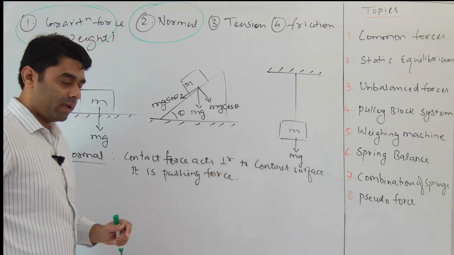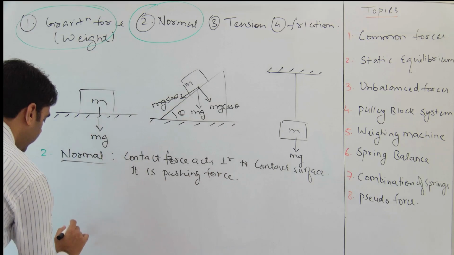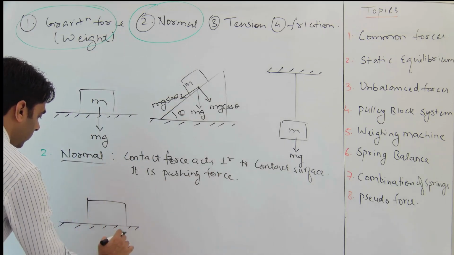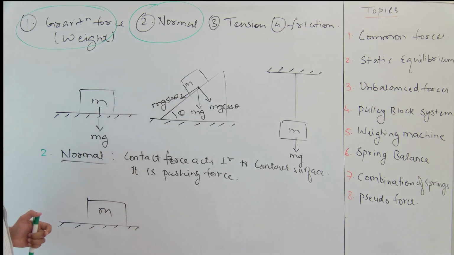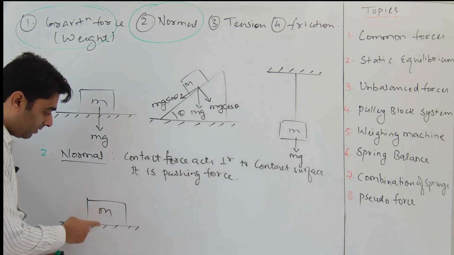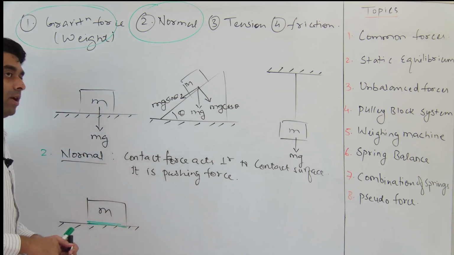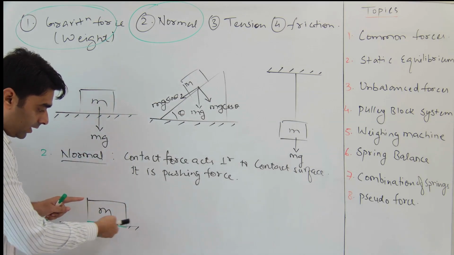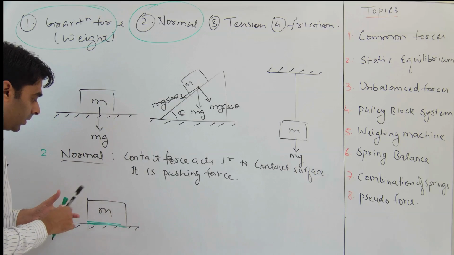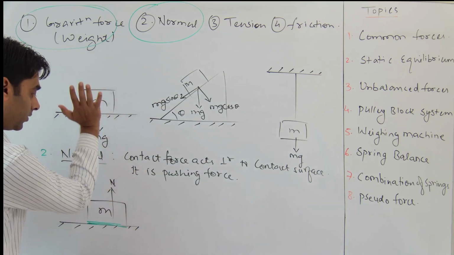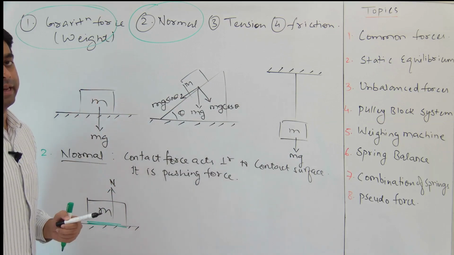Let me take some cases. First, suppose a block of mass m is kept on the ground. Now, where is the contact? There is a contact between the block and the ground surface. Because it is in contact, a normal force will come which will be perpendicular to the contact surface, and the ground will be pushing it. So it will be perpendicular, in the upward direction.